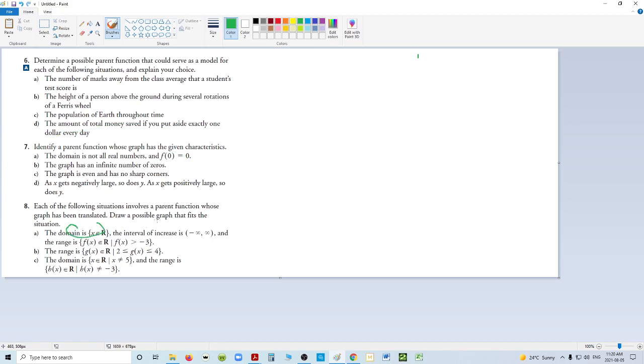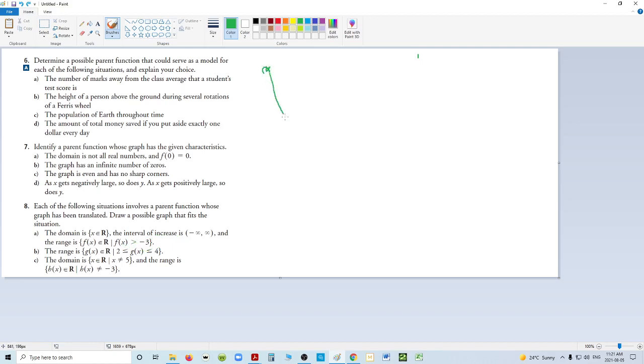The domain is x, all reals. The interval of increase is as x goes to negative infinity, y goes to positive infinity. And the range is bigger than -3. Well, that would be a parabola whose vertex is at 0, comma -3. However, it says bigger than -3, not equal, so it's not a parabola.